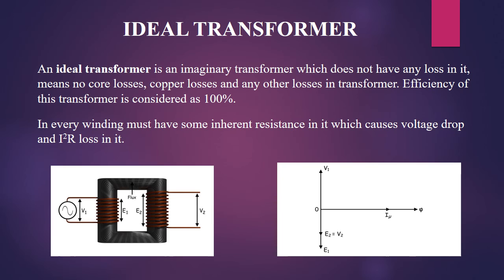In every winding, there must be some inherent resistance, which causes a voltage drop and an I squared R loss in it.